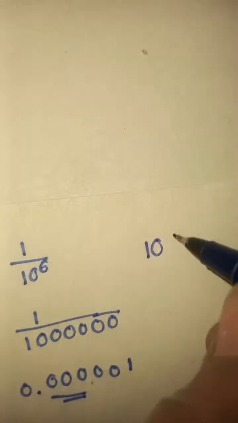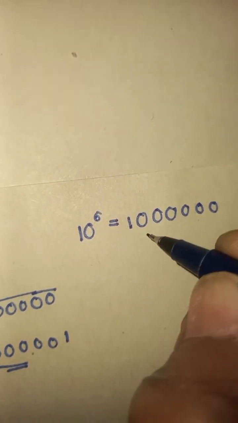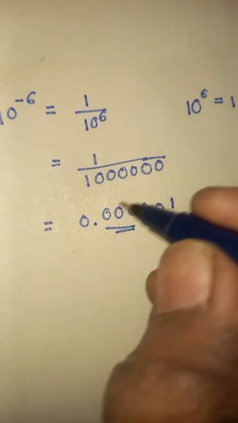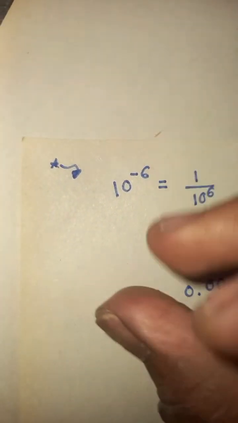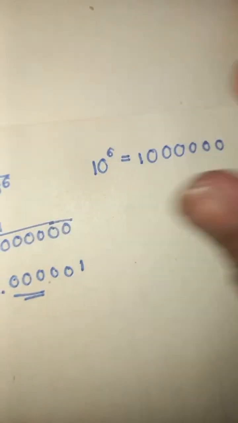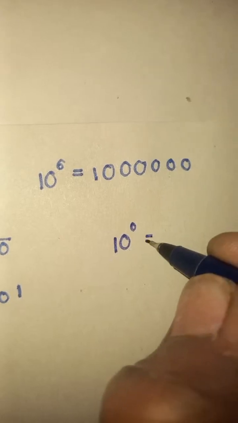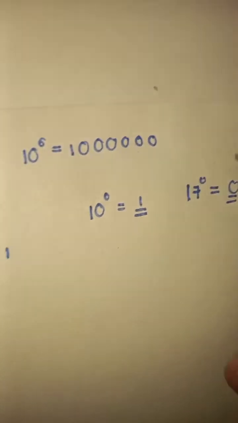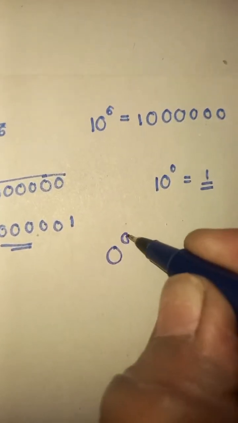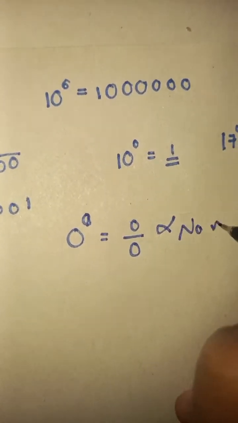That is an extremely small number. 10 power of 6 becomes an extremely big number, that is equal to 1 million. This is just a part of 1 million, or 0.000001. This negative exponent tells about a very small number, and a positive exponent gives an extremely big number, and zero exponent, as I told, is always equal to 1. Even 17 power of 0 is 1, but the one which has no meaning is 0 power of 0. That becomes 0 by 0, which has no meaning.